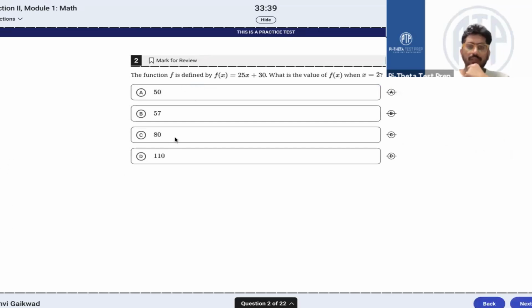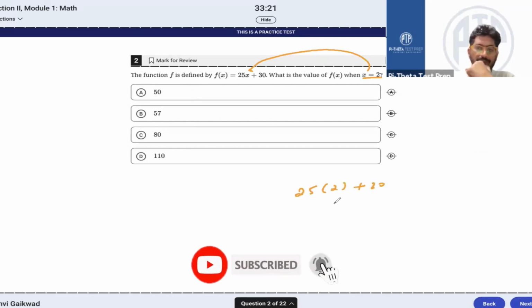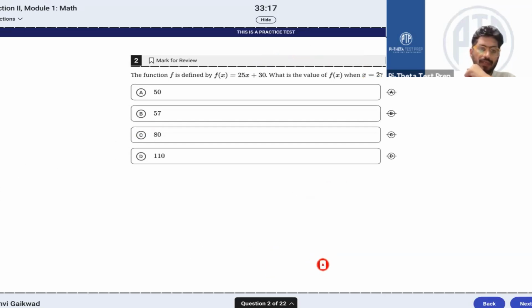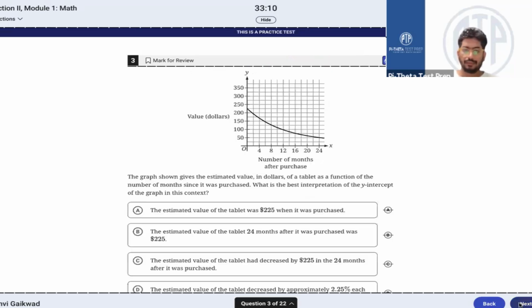The next question: the function f is defined by f of x is equal to 25x plus 30. What is the value of f of x here? Going to Desmos is not required. They are just putting x equal to 2. So you can just put x equal to 2 here. They are telling you 25 into 2 plus 30. That makes it 50 plus 30, that is nothing but 80. We have option C marked here. So we can just go to 80 here.